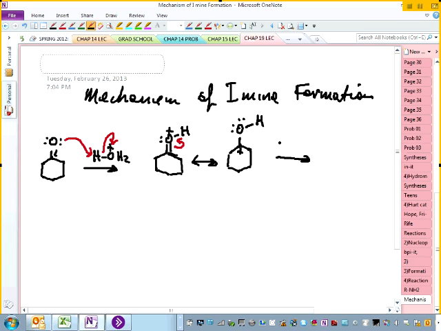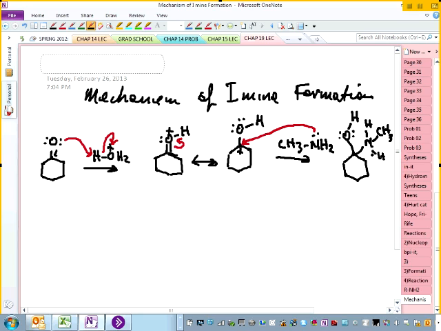Let's take our amine, say this primary amine right here. For the primary amine, recall that on nitrogen you do have a pair of non-bonding electrons, so that will act as a nucleophile. It comes in here and attaches, so you form this intermediate. Now this nitrogen is positively charged.